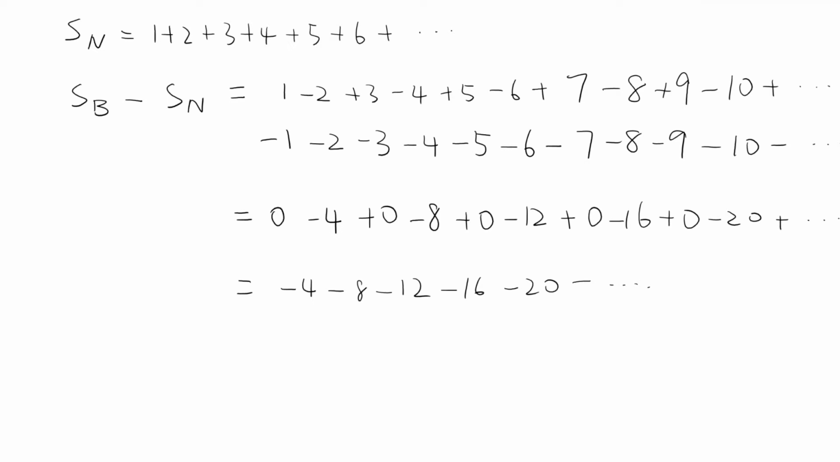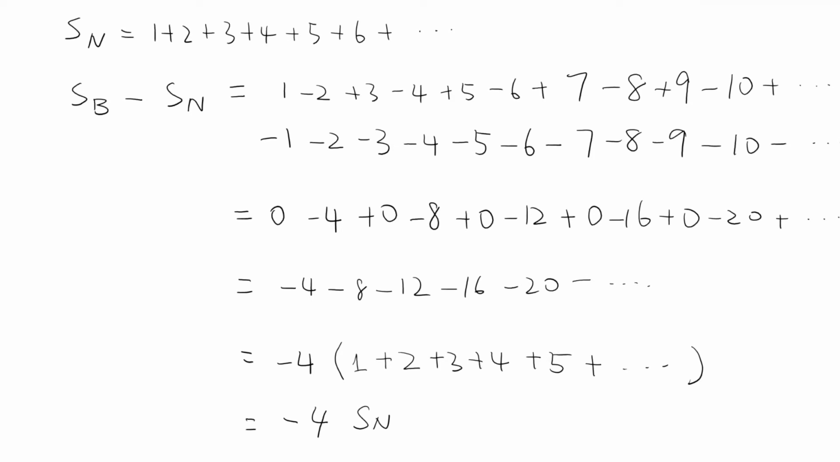Let's have a look at this. Every single number here is a multiple of negative 4. So let's take negative 4 out. In the brackets, we are left with 1 minus 8. So we have to do plus 2, right? It's because minus 4 times 2 is negative 8. Then plus 3, plus 4, plus 5, plus 6, dot, dot, dot. Now we have something familiar again. In this bracket, we actually have S sub N, don't we?